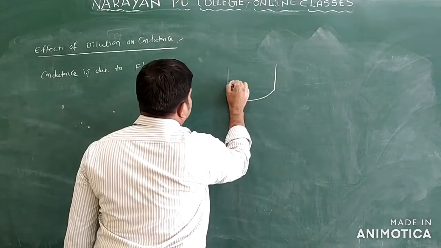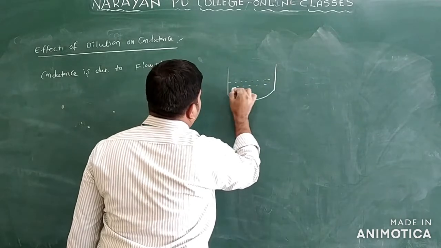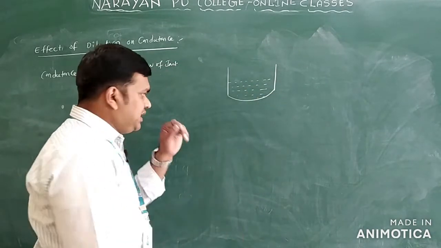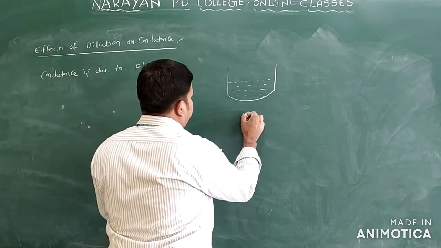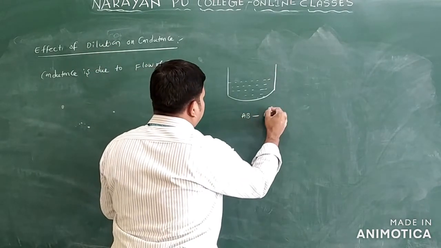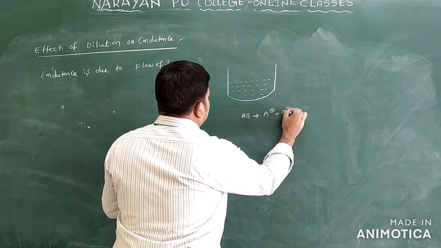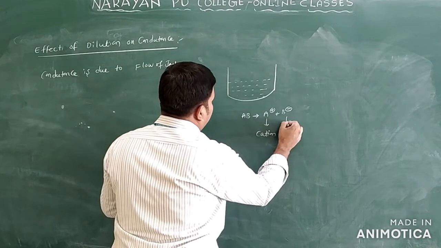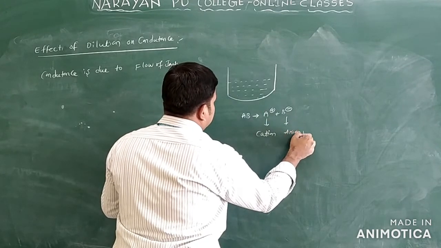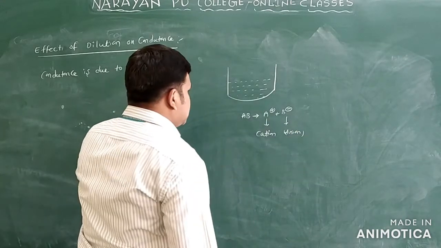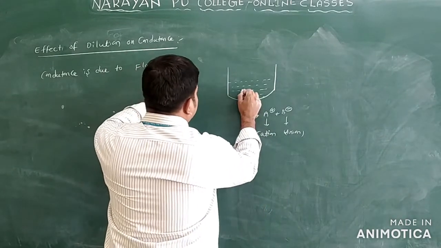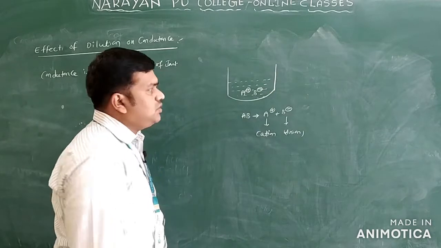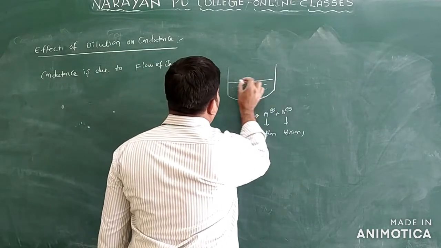Okay, so here this is the solution only. Here an electrolyte is there. The electrolyte is what here? AB only. AB dissociates into what? A plus and B minus only. Imagine A plus is a cation and B minus is an anion only. Suppose I want to write this one, I will write A plus and B minus only. So this is the initial volume of the solution only.